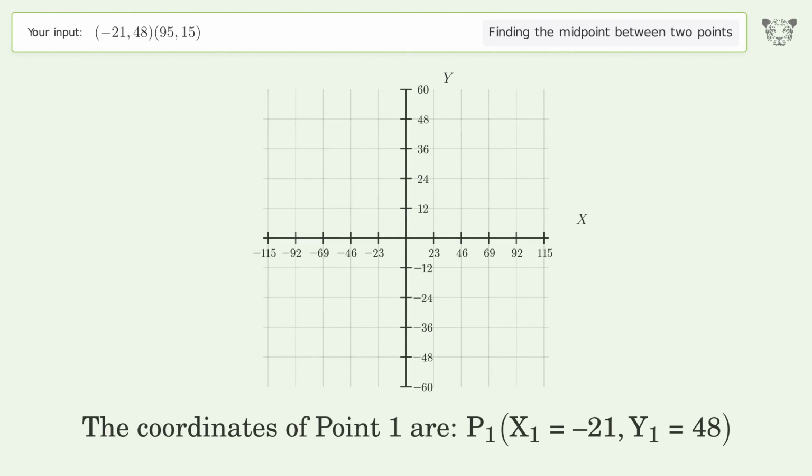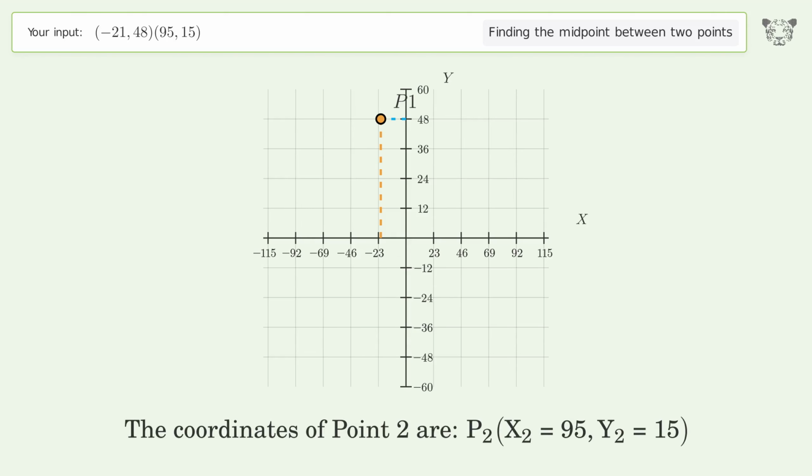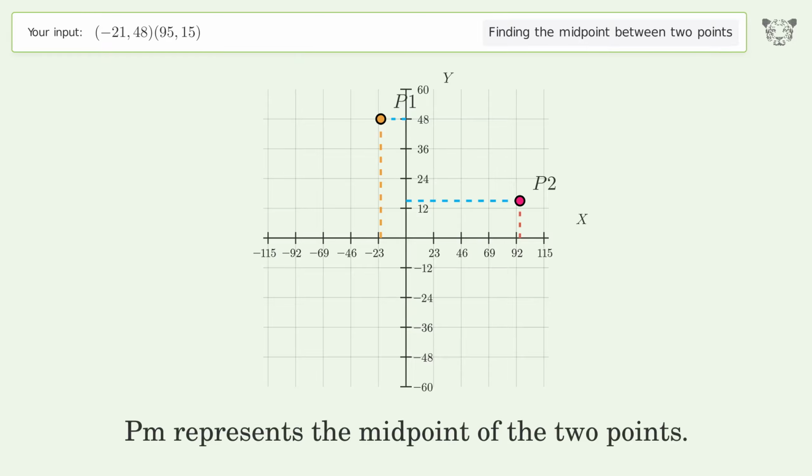The coordinates of point 1 are x1 equals -21, y1 equals 48. The coordinates of point 2 are x2 equals 95, y2 equals 15. PM represents the midpoint of the 2 points.